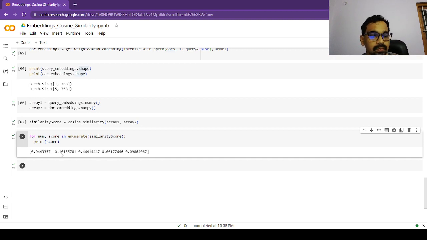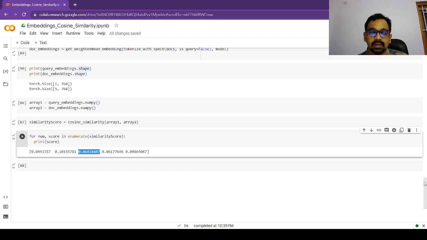And if you run that score, you will get 5 different scores. I mean, for each sentence you will get a similarity score. If you look at it, 0.044, 0.101, 0.464, 0.06, 0.098. And which one is the highest of all these 5? The third one, 0.464 is the highest among these 5 values.